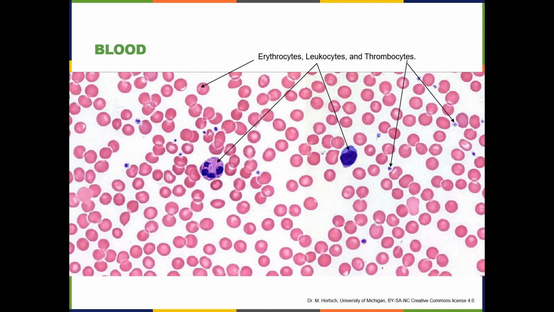The major cells of blood are called erythrocytes, or red blood cells, that function to transport oxygen and carbon dioxide. Leukocytes, or white blood cells, help to defend against infection. And thrombocytes, or platelets, are cell fragments that are important for the hemostasis mechanism of blood clotting.